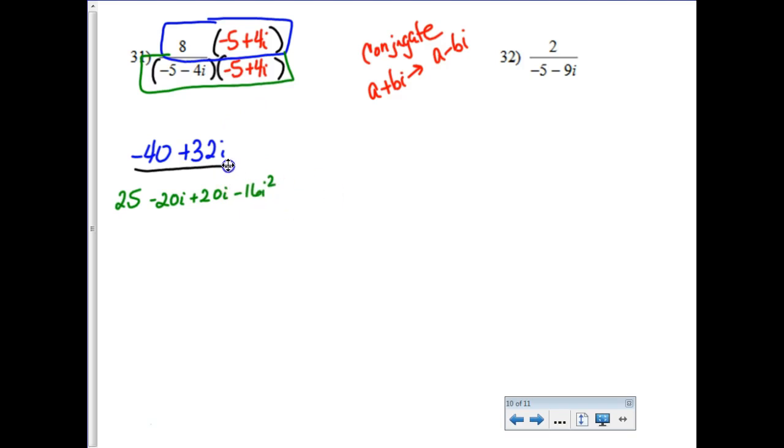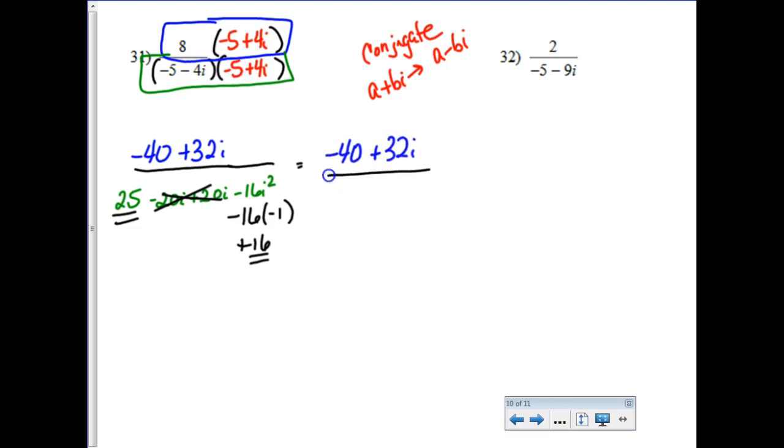And then negative 4i times positive 4i is a negative 16i squared. That does not cancel. But it does simplify. So these knock out, and this is really a negative 16 times a negative 1. So this term is really a positive 16, which you can combine with that 25. You have a negative 40 plus a 32i, but it's being divided by, instead of 25 plus 16, call that what it is, which is a 41.